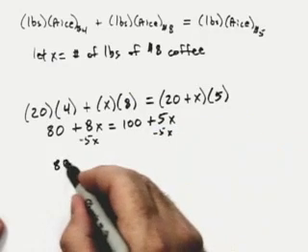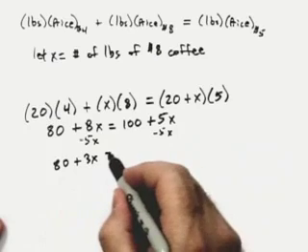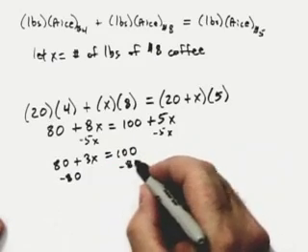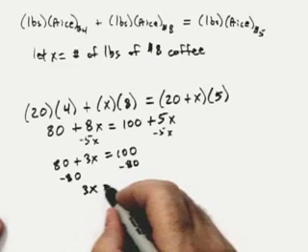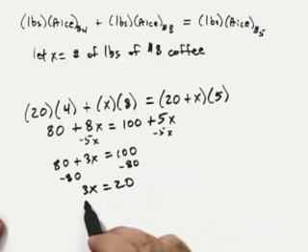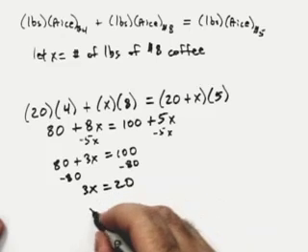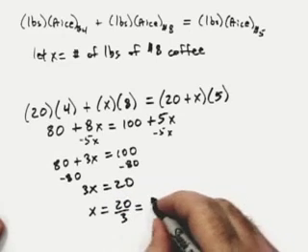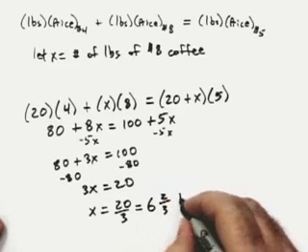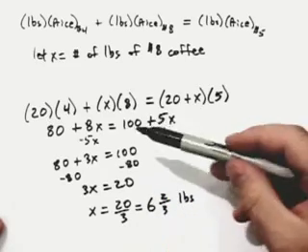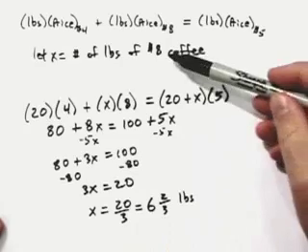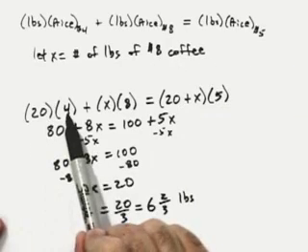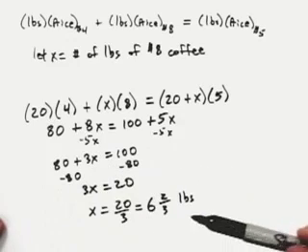So it'll give us 80 plus 3x is equal to 100. We'll subtract 80 from both sides. So we'll have 3x is equal to 20. Our last step will be to divide both sides by 3. We'll get x is equal to 20/3, or as a mixed number, we'd write 6 2/3 pounds. So we need to add 6 2/3 pounds of the $8 per pound coffee to the original 20 pounds of the $4 per pound coffee to make our mixture.